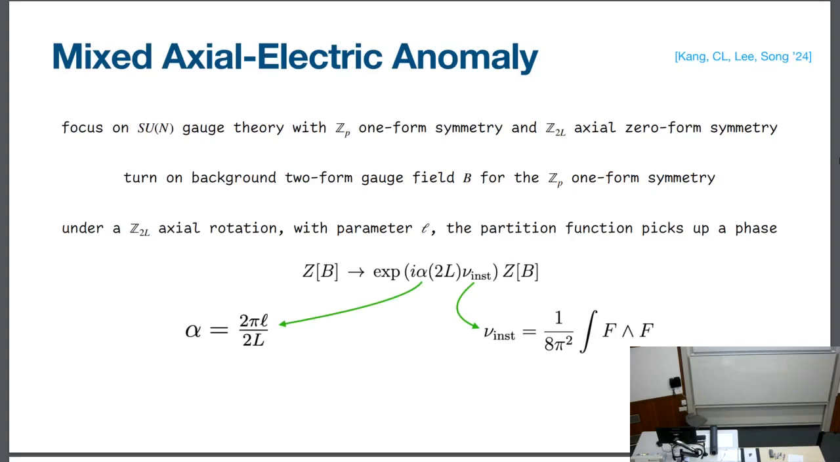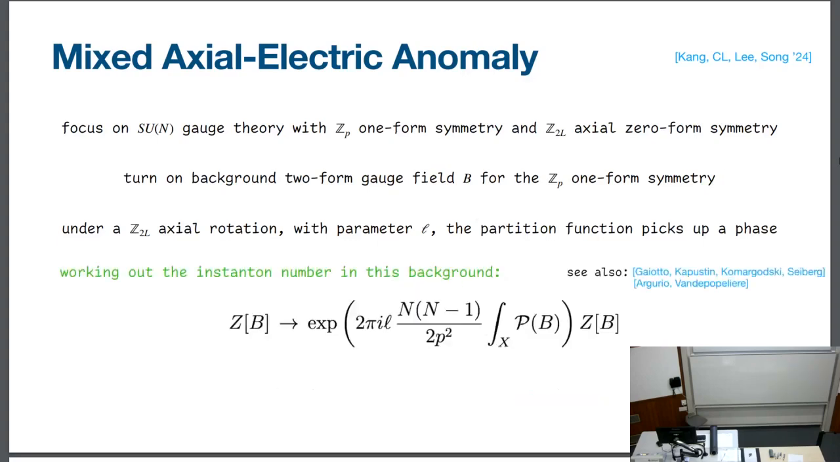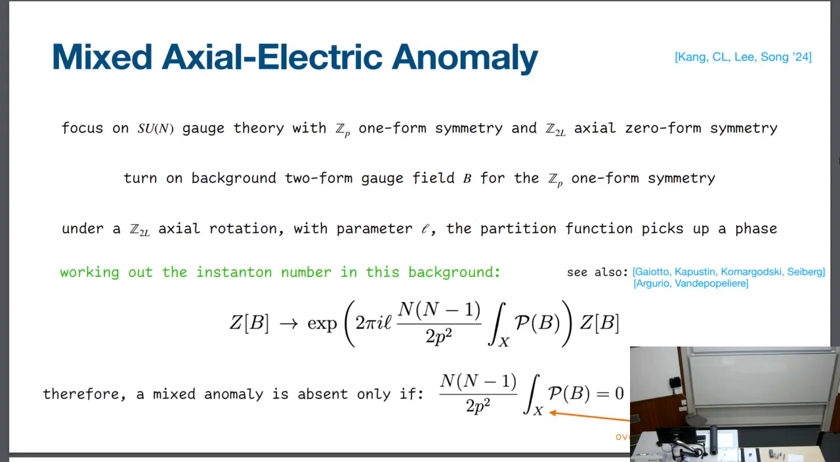What we remember is that in the presence of a background field for the one-form symmetry, the instanton number can be non-integer. If the instanton number is non-integer, this phase is non-trivial. A non-trivial phase of the partition function is exactly what an anomaly is. So we can just work out what the instanton number is with this combination of things, and you get this number. And so there's a mixed anomaly if this thing is not 0 mod 1.